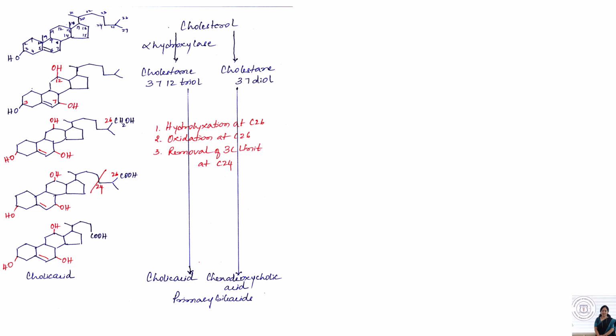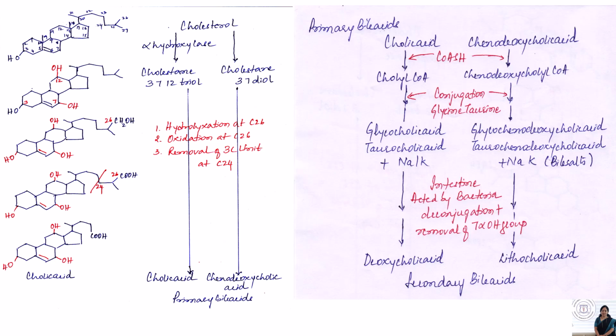Coming to formation of bile salts. These bile salts are derived from cholesterol, which undergoes hydroxylation at positions 3, 7, 12 to form a triol, and at positions 3 and 7 to form a diol. This further undergoes hydroxylation and oxidation at position 26, with removal of a 3 carbon unit, to form 24 carbon compounds, that is cholic acid and chenodeoxycholic acid, which are primary bile acids. These primary bile acids are activated by coenzyme A to form cholyl-CoA and chenodeoxycholyl-CoA, which are conjugated with glycine and taurine in the ratio of 3:1 to form glycocholate and taurocholate, and glycochenodeoxycholate or taurochenodeoxycholate.